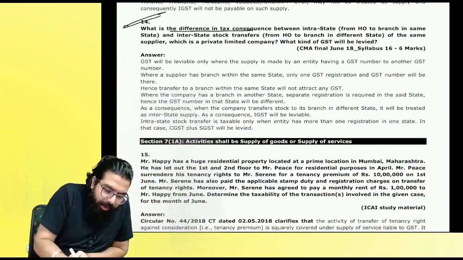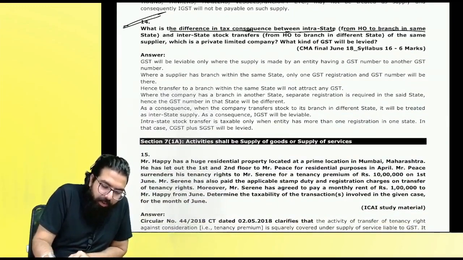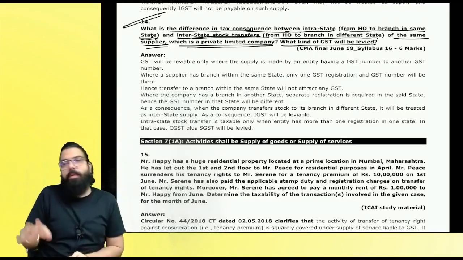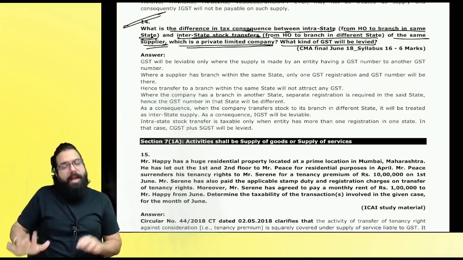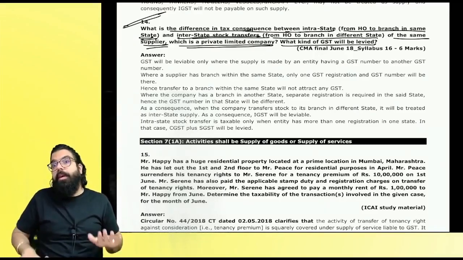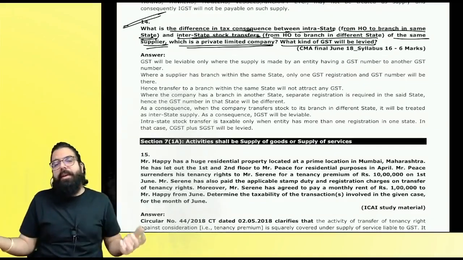What is the difference in tax consequence between intrastate stock transfer from head office to branch in the same state and interstate stock transfer from head office to the branch in a different state of the same supplier, which is a private company? What kind of GST is levied? Everyone, please tell me one thing. I have the same entity, two branches. Is it a distinct person? Baba, is it a distinct person? Only if you have taken separate registration.